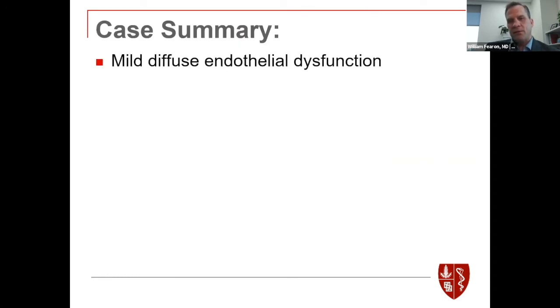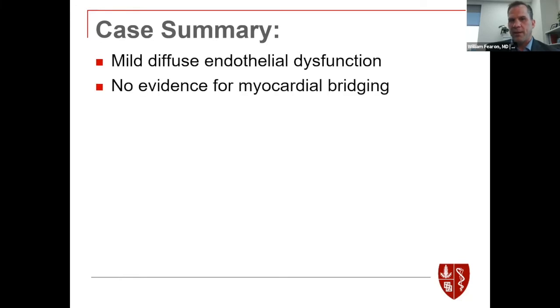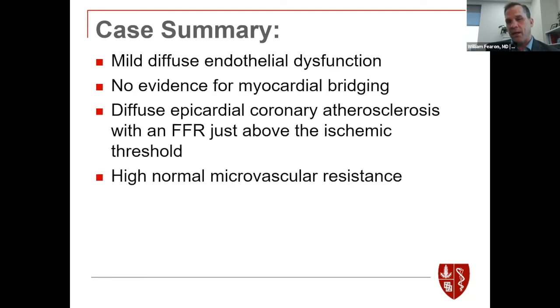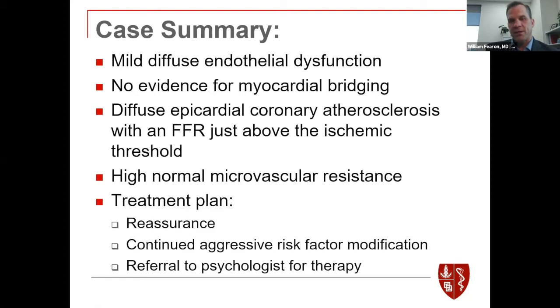So in this case, he had some mild endothelial dysfunction based on the acetylcholine, but not too dramatic. No evidence for bridging. He did have diffuse epicardial atherosclerosis. His FFR was just above the ischemic threshold. He had high normal microvascular resistance. And so here, I think things correlated pretty well with the stress echo. He didn't have any dramatic abnormality, but one could imagine that the combination of this could lead to some of his symptoms.